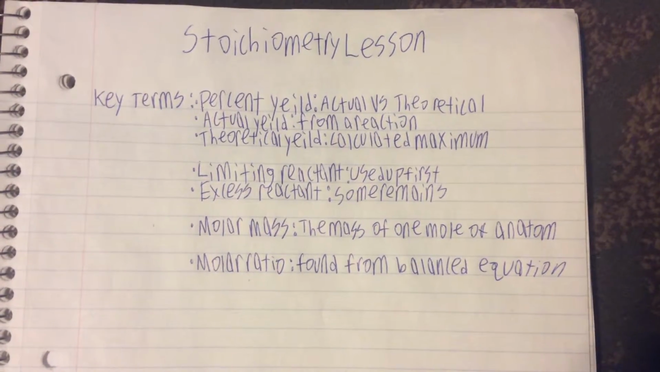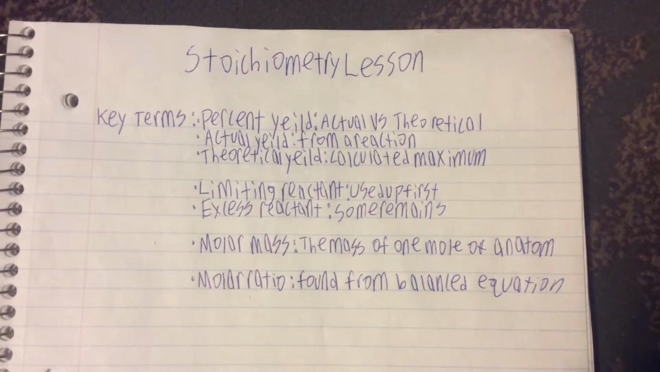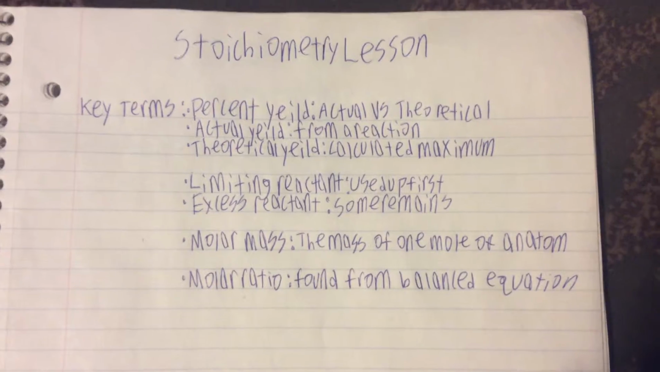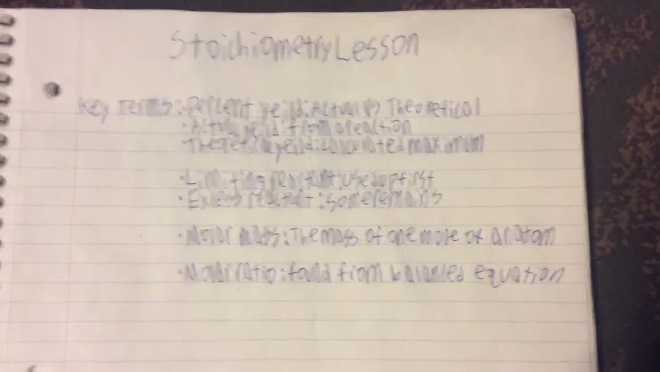The molar mass is the mass of 1 mole of an atom of an element, and the molar ratio can be found from the balanced equation of a chemical reaction.